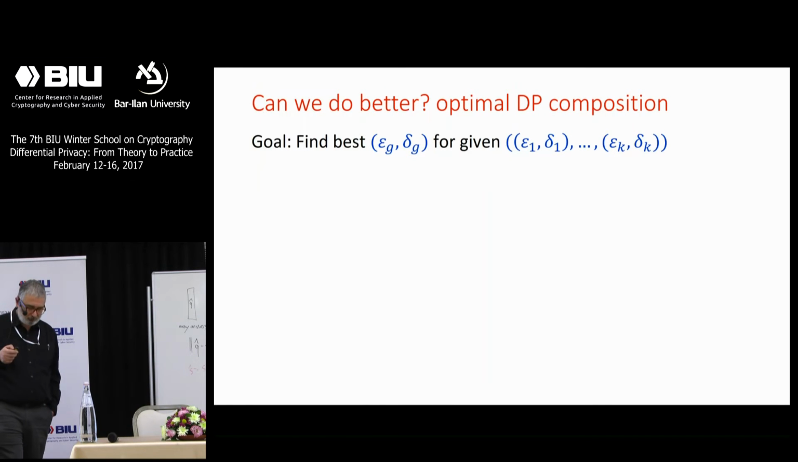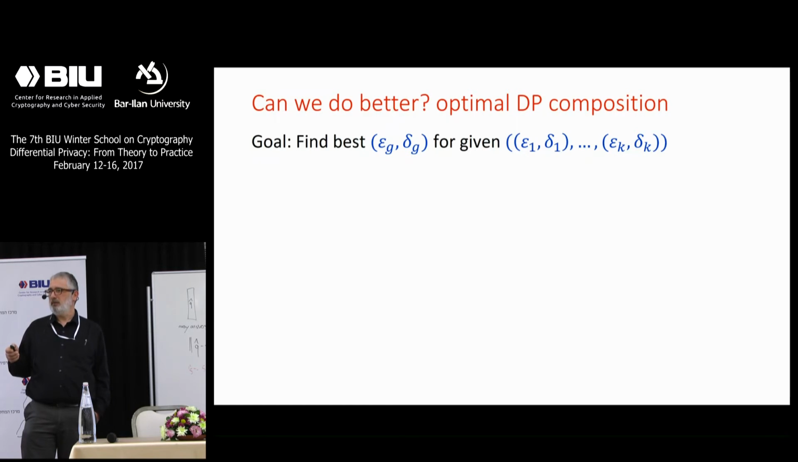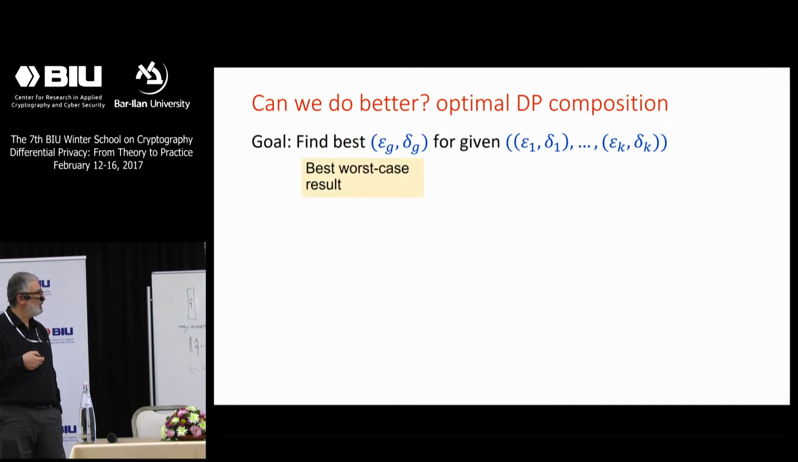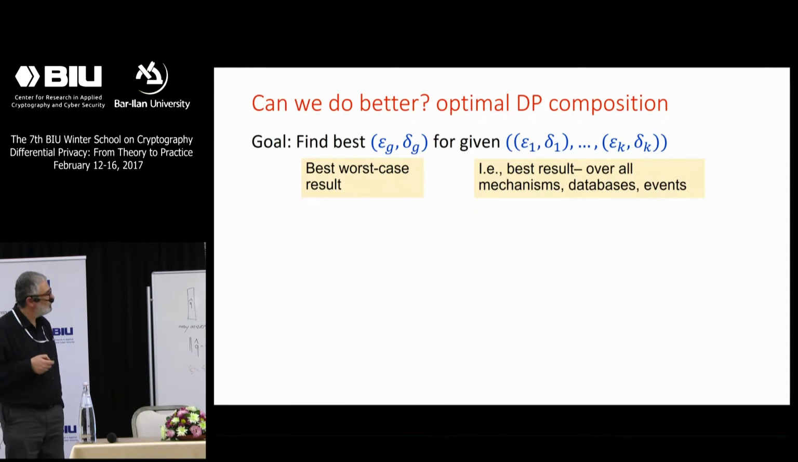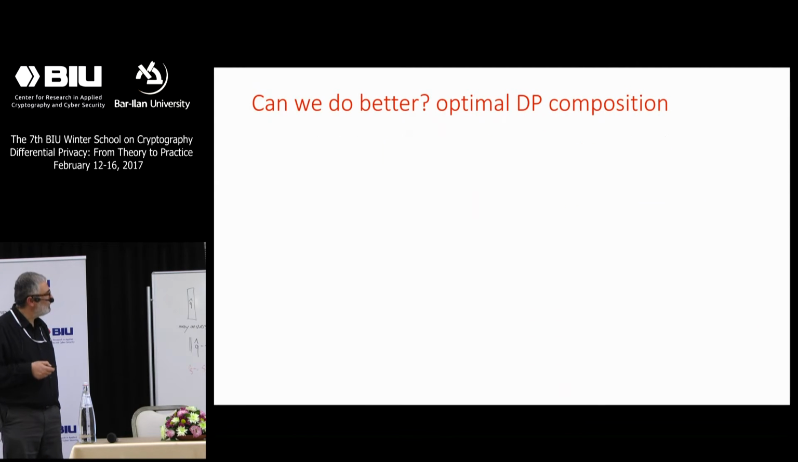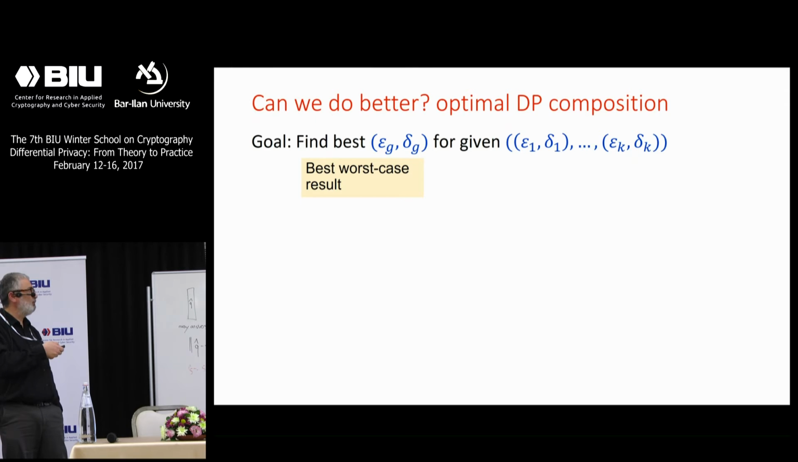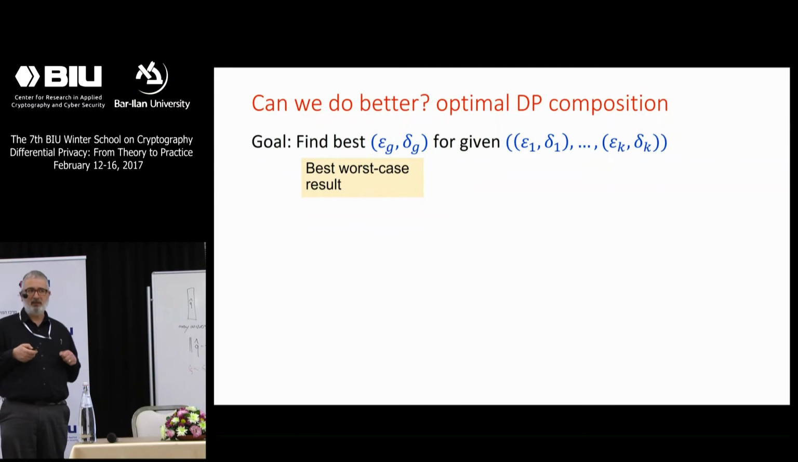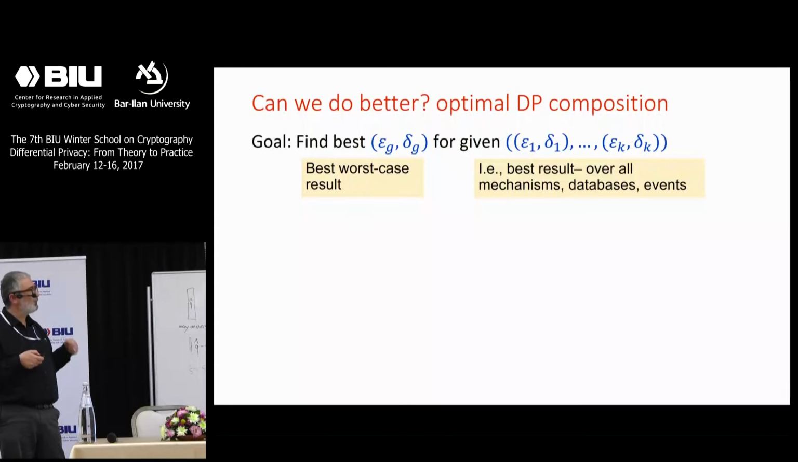In the advanced composition result that I mentioned, all the epsilons and all the deltas were the same. We're composing mechanisms that all have the same privacy parameters. What would happen if we compose mechanisms that have different epsilons and deltas? What we want to get is the best theorem that we can prove in this general case, which means we're looking for a best worst-case result. It doesn't mean that every time you compose mechanisms, you will get that loss in privacy. But this is the best that we can prove generally. This is the result that works over all choices of mechanisms, databases, and events.